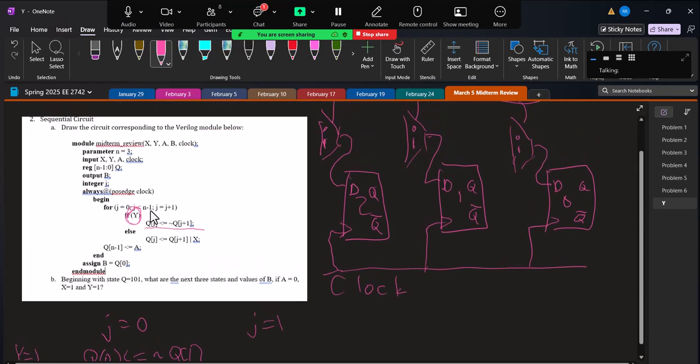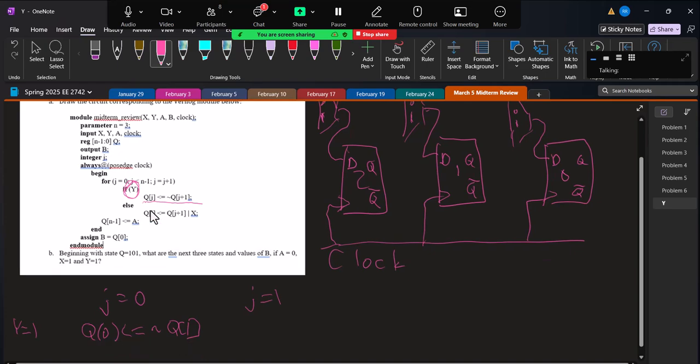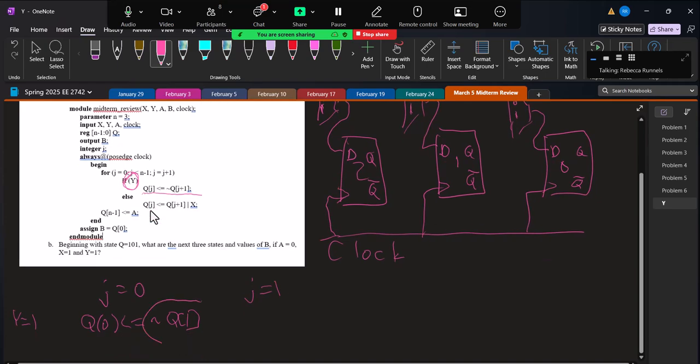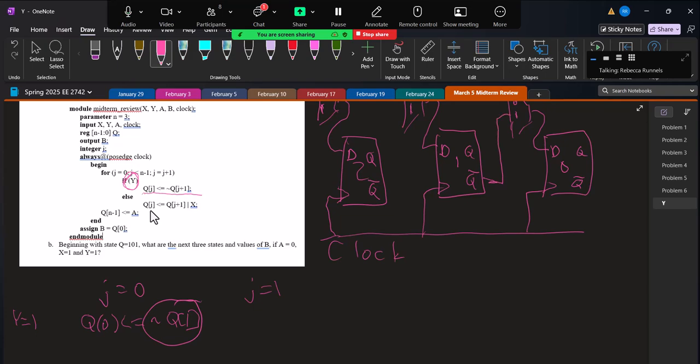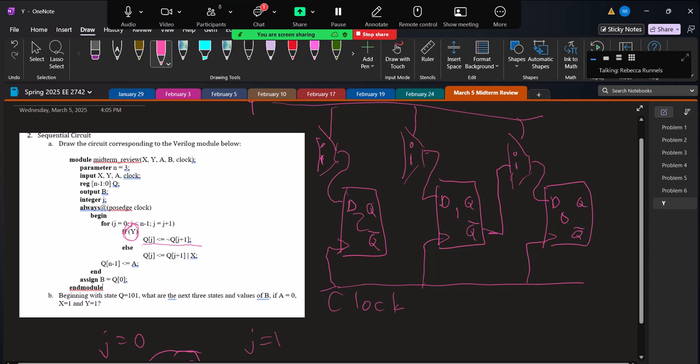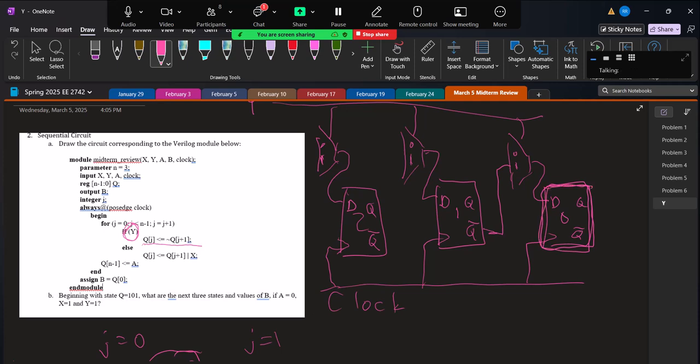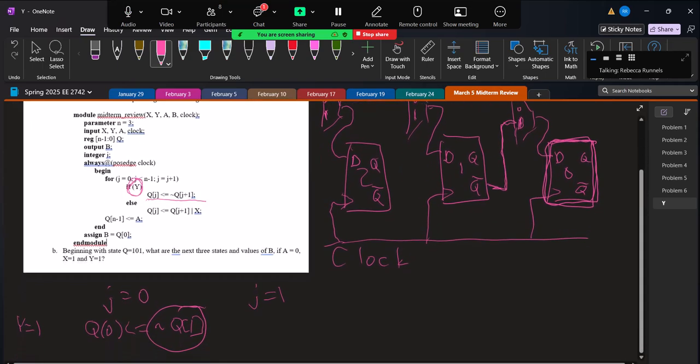What does it become equal to? The NOT of q of 1. The NOT of q of 1, which is right here, goes into the 1 input of q0. So we're at q0, so that's this multiplexer. If y equals 1, that's this 1 right here. What does that need to equal? It needs to equal the NOT of q1.